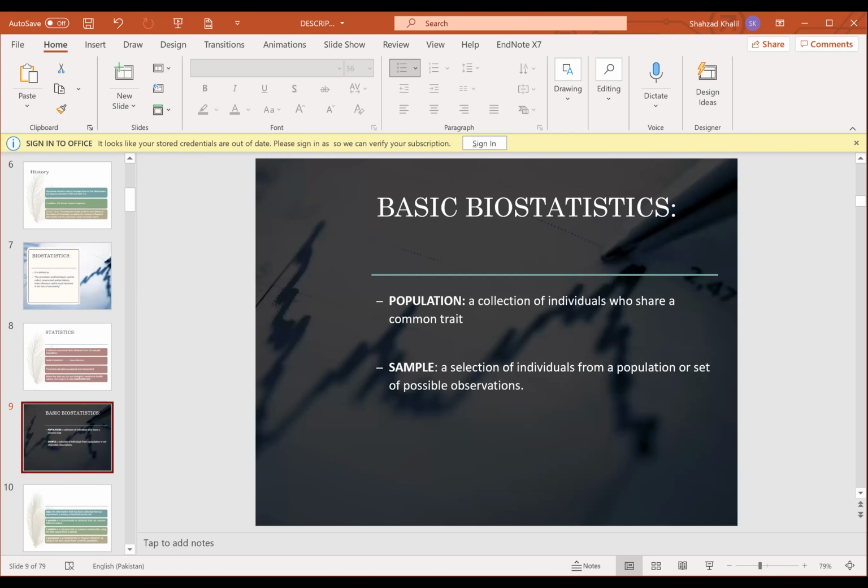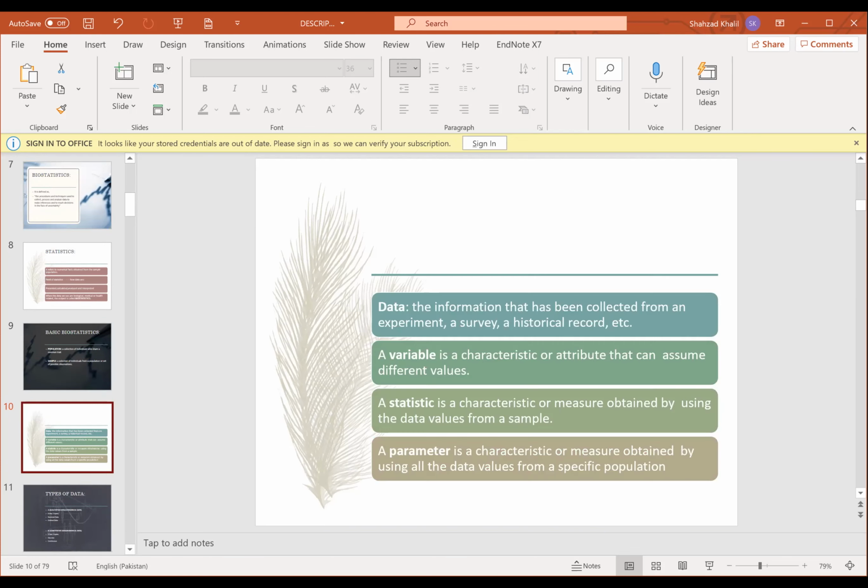The basic terms in biostatistics include population, a collection of individuals who share a common trait. Sample, a selection of individuals from the population or set of possible observations. Data, the information that has been collected from an experiment, a survey, or a historical record. A variable is a characteristic or attribute that can assume different values. A statistic is a characteristic or measure obtained by using the data values from a sample, and a parameter is a characteristic or measure obtained by using all the data values from a specific population.